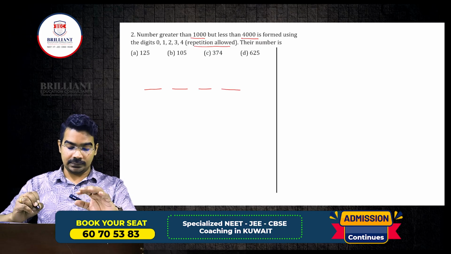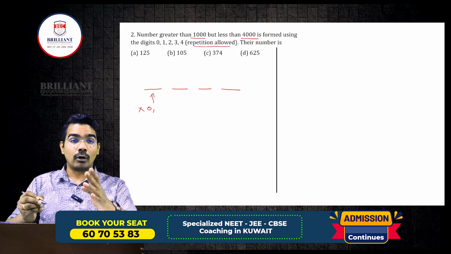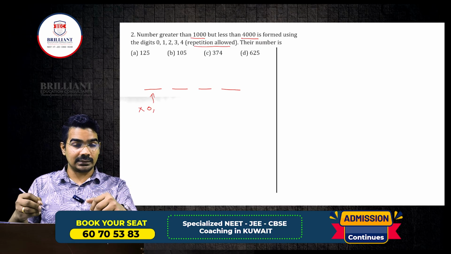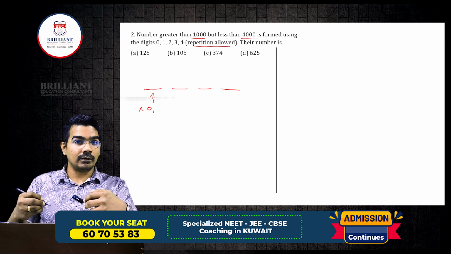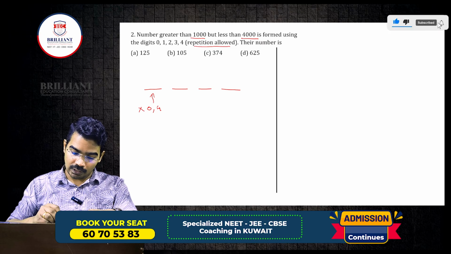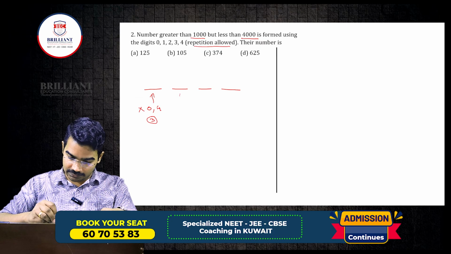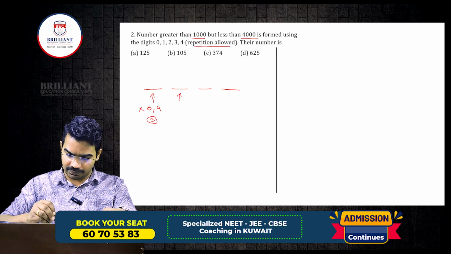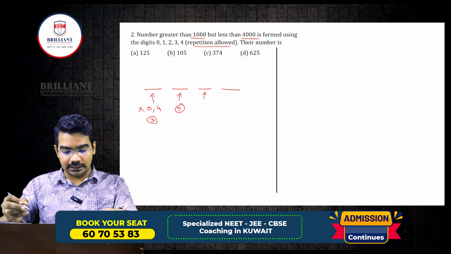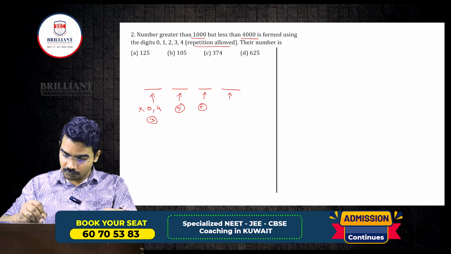As it is a 4 digit number, the 1000s place cannot be 0. It cannot be 4 as well because the number should be less than 4000. If you use 4, then it will be greater than 4000. So the remaining options are 1, 2, 3. So you have 3 options for the 1000s place. For the 100s place, you have all 5 options available. For the 10s place as well, you have 5 possibilities, and for the ones place also, you have 5 possibilities.